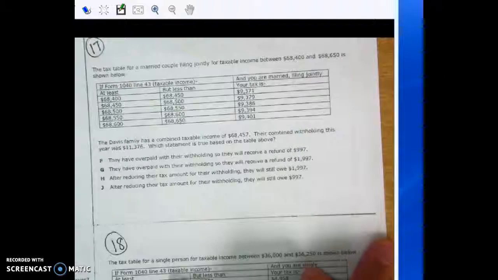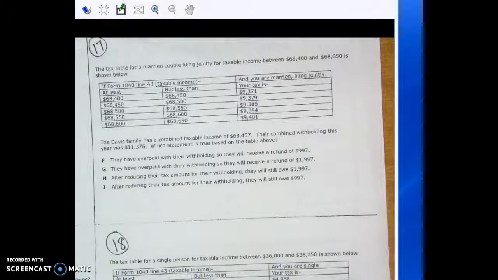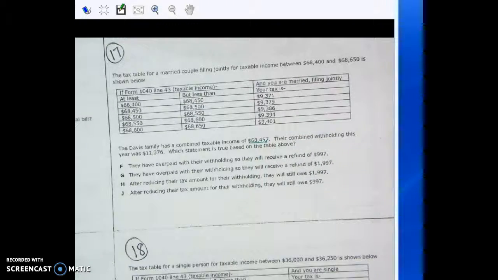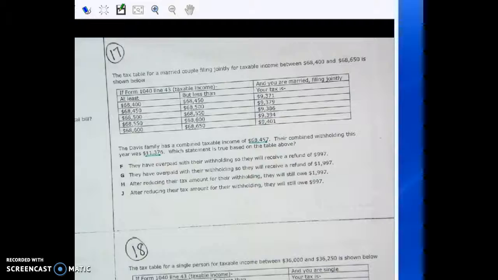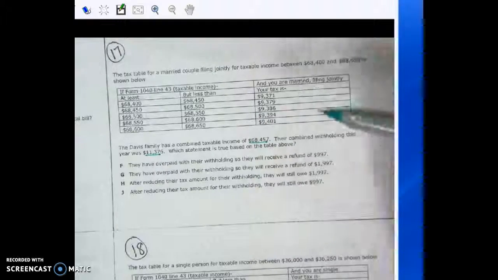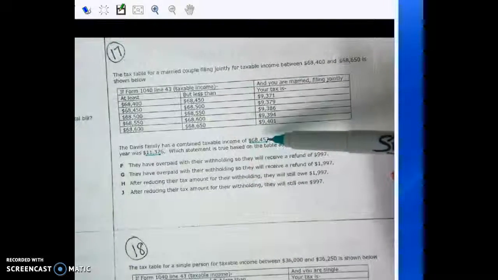All right, over here, number 17. The tax table for a married couple filing jointly for taxable income between $68,400 and $68,650 is shown below. The Davis family has a combined taxable income of this. Their combined withholding was this. Which statement is true based on the table above? All right, so remember we have to find where this fits.